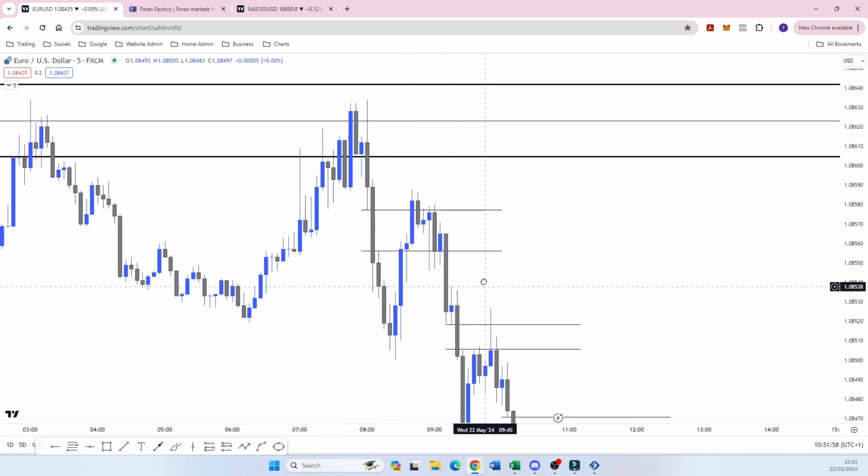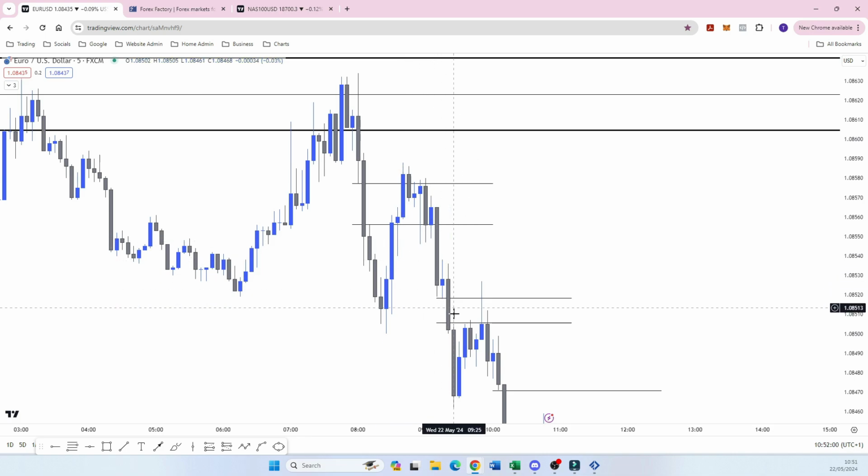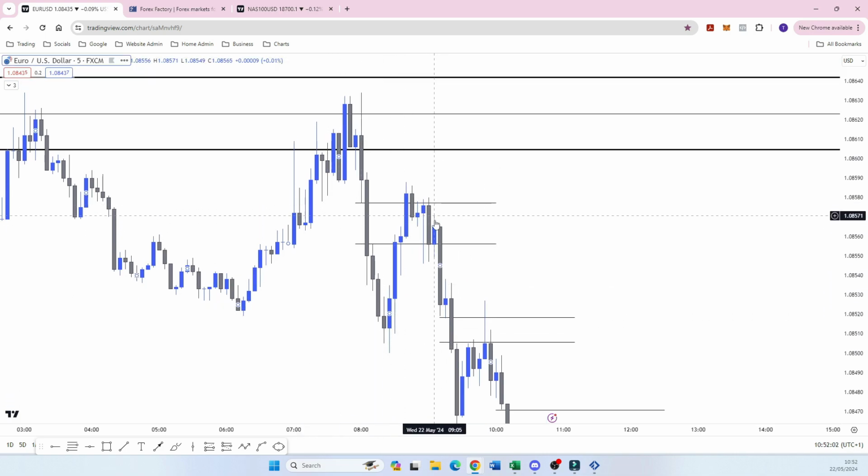But this should hopefully give you a better understanding of what they are, what they do, and the purpose of it. This is a really nice re-entry point from a higher time frame area of imbalance that we're currently respecting.